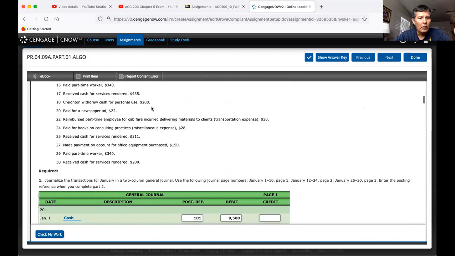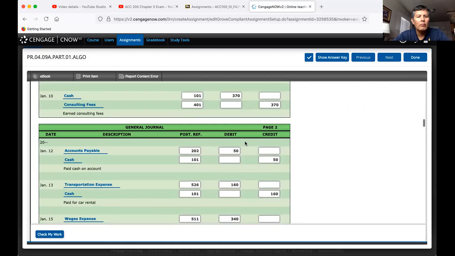So let's see. Reimburse part-time employee for cab fare incurred delivering materials to client. So transportation expense for $30.